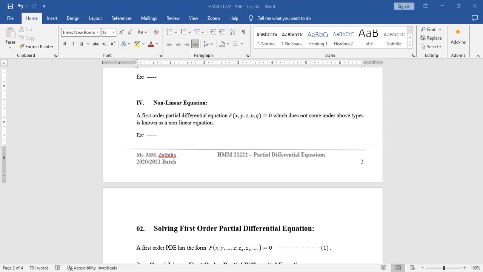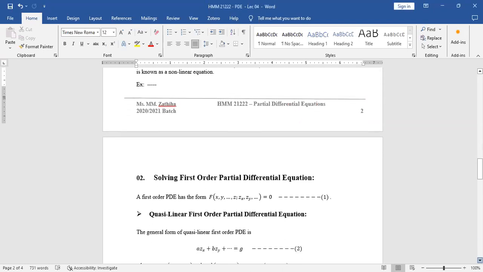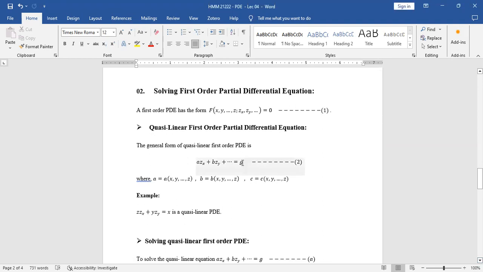So let me move to the second heading of these sections. Okay, so here our task is to solve the first order partial differential equations. Okay, so let's see how it goes. As I said to you earlier, the first order PDE has this form. I have told you earlier, like f of x, y, z, p comma q is equal to 0.